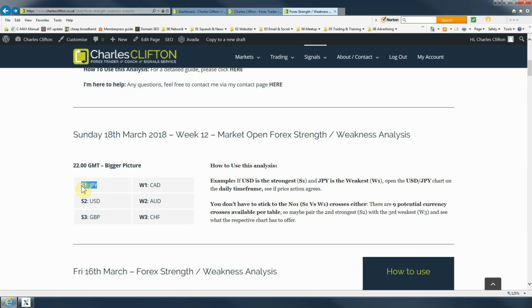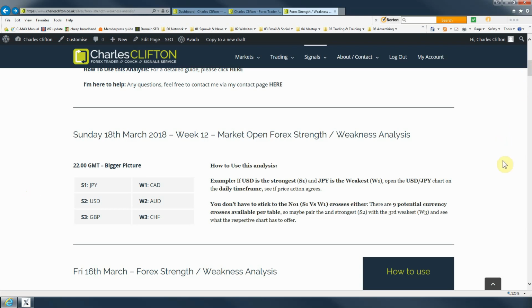Now here we have the strongest currency in the market at this moment in time, the Japanese yen. The weakest currency in the market as of this moment in time is the Canadian dollar. I'm going to tell you that that has been the case for quite some time. On the bigger picture or trend trading analysis, we've pretty much had that on our radars as they are now since Tuesday the 6th of February. Given that we're now on Sunday the 18th of March, that's been quite a run for these two.